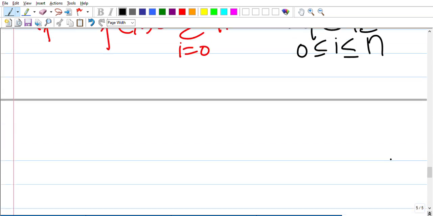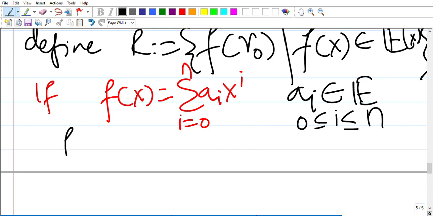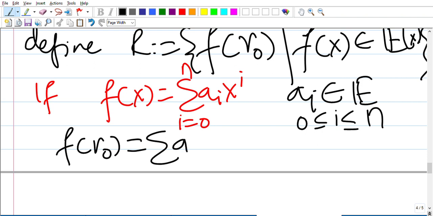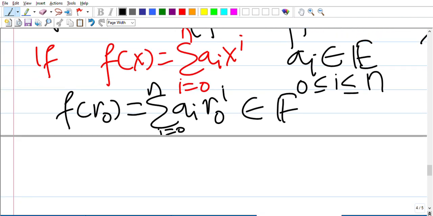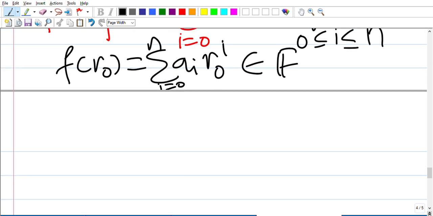Now, for such a polynomial, what do I mean by f evaluated at r0? It is just the computation of the following expression where x is replaced by r0. And this is actually an element of F. So elements of R are all such expressions or computations or evaluations.